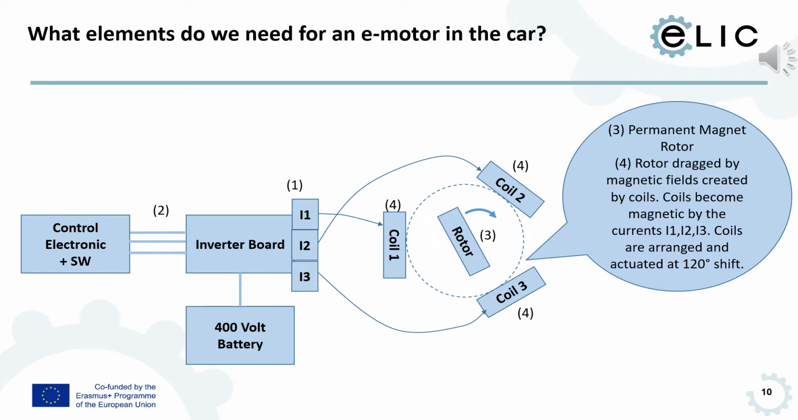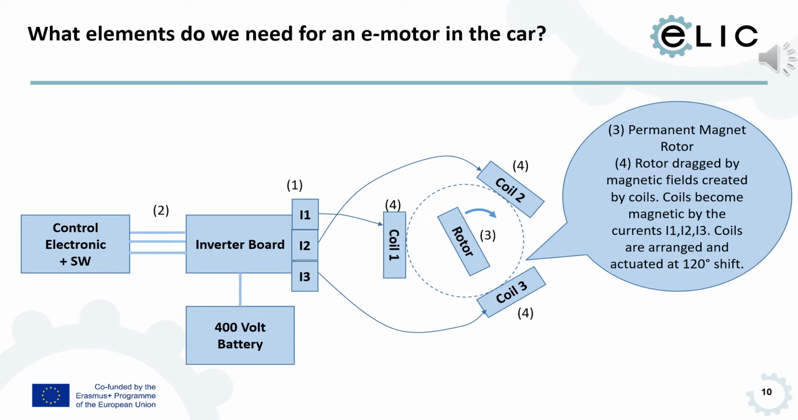In this slide, we add the coils and the rotor. The coils, coil 1, coil 2, and coil 3 are connected to the currents I1, I2, and I3. These three coils are represented in a 120-degree shift around the circle. And the rotor is a permanent magnet that turns inside the circle.